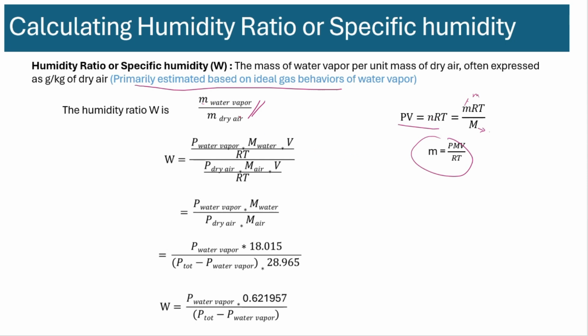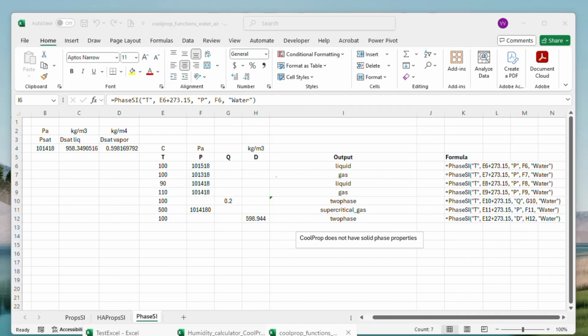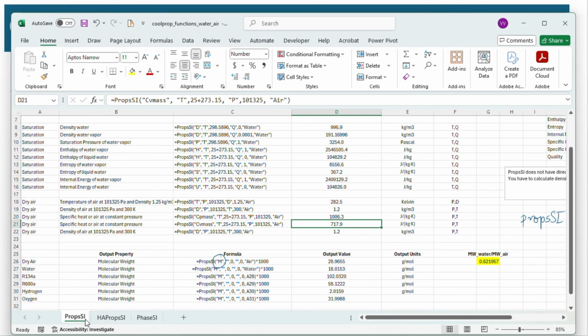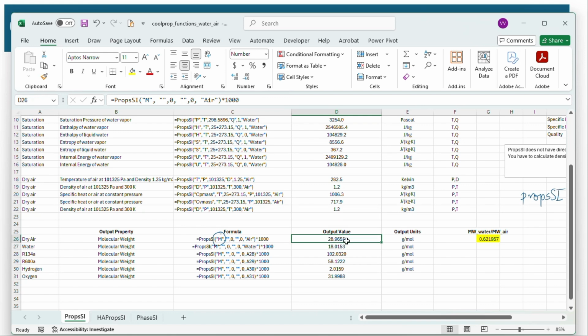You replace the m of water vapor with P M_v V by RT of water vapor, so you get that term on the top, and the same thing for dry air. Eventually it becomes an equation like this because the total volume is the same, total RT is the same, the R constants are the same, and then it's only a ratio of partial pressure of water vapor and air, and also the molecular weights. Using PropsSI, you can quickly figure out that the molecular weight of air is 28.96 and for water is close to 18.